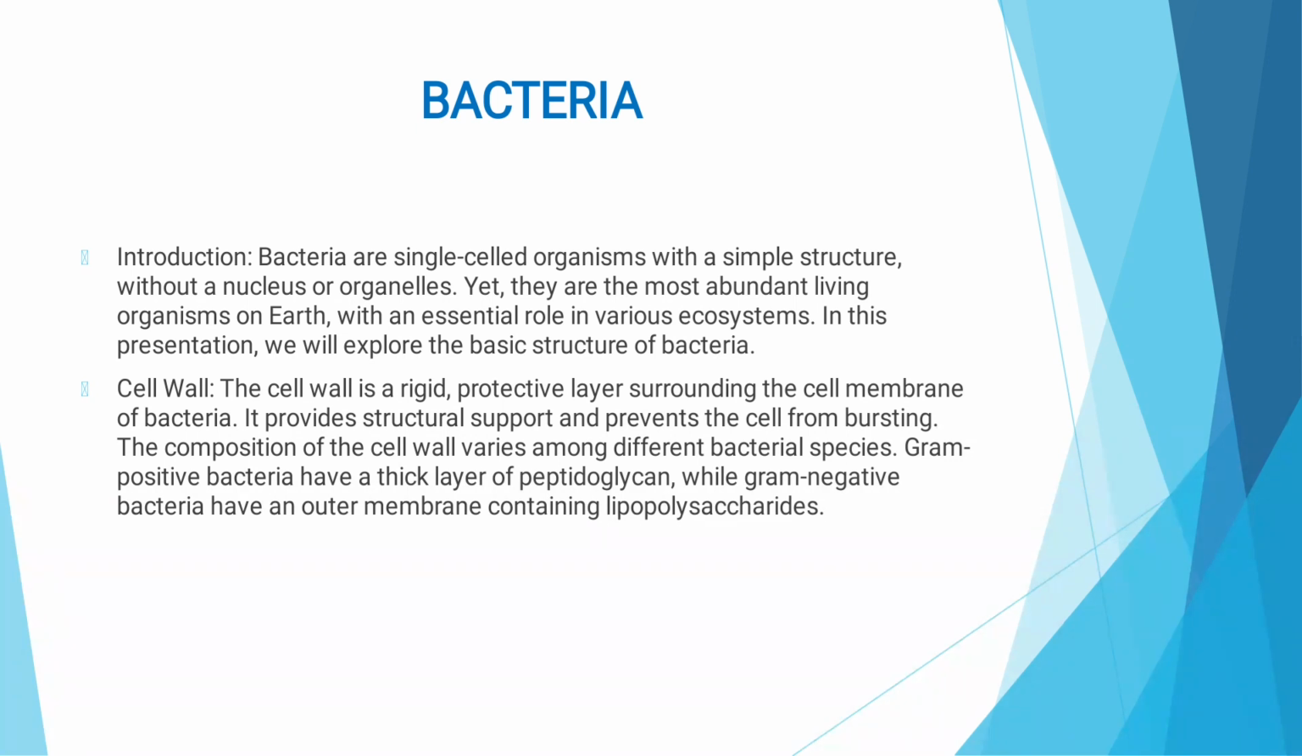Then it has a cell wall. The cell wall is a rigid protective layer surrounding the cell membrane of the bacteria. It provides structural support and prevents the cell from bursting. The composition of the cell wall varies for different bacteria. For example, gram-positive bacteria have a thick layer of peptidoglycan, while gram-negative bacteria have an outer membrane with lipopolysaccharides.